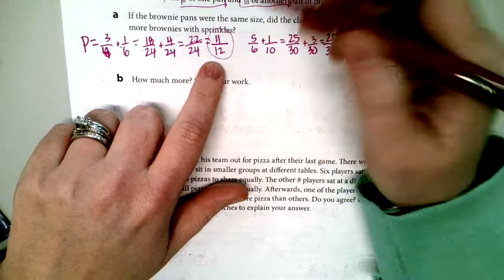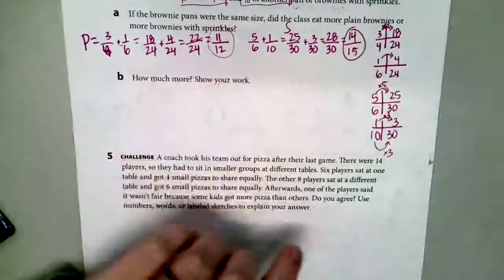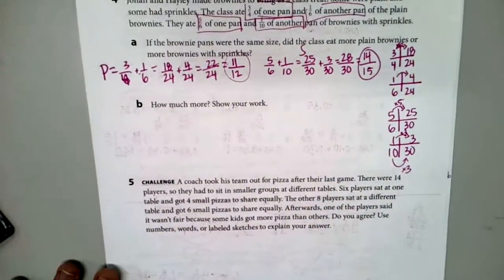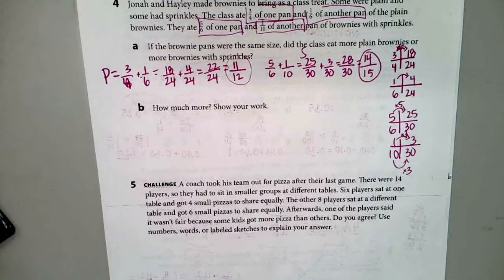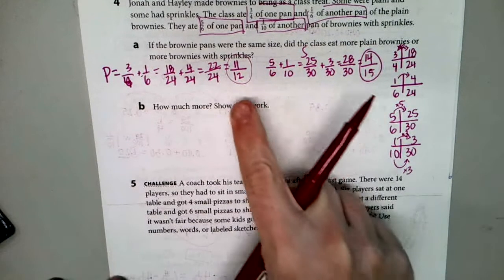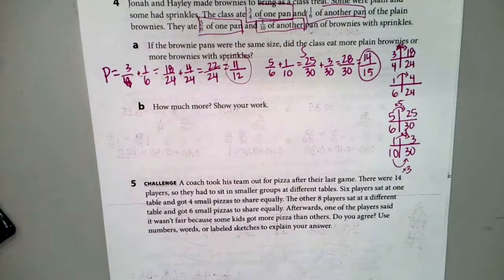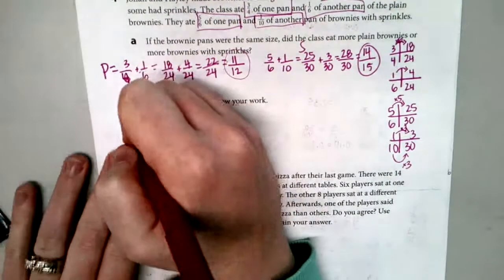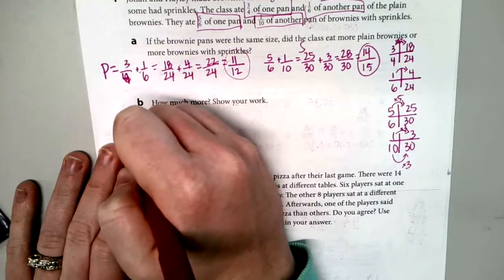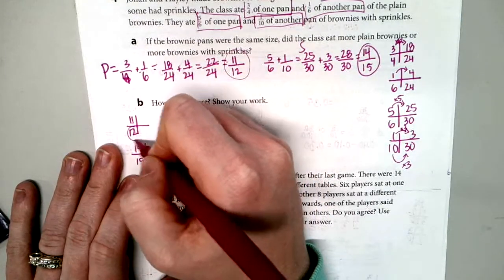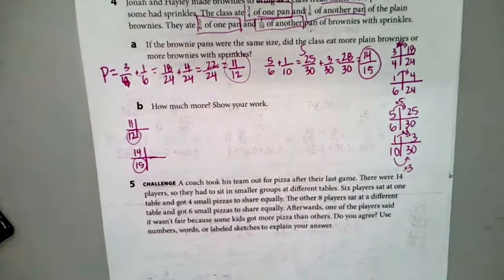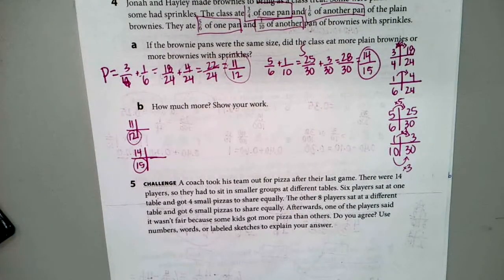Okay, so I'm comparing. This was the sprinkles brownies. Both of them are almost a full pan, right? Both of them are almost a full pan, except for one piece away from a full pan. When we compare fractions, let's come up with a denominator that works for both 11 12ths and 14 15ths. What's a number that works with both of these so that we can use it to compare? Let's use 60.